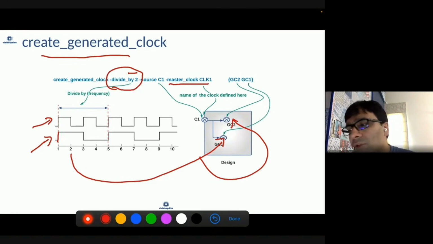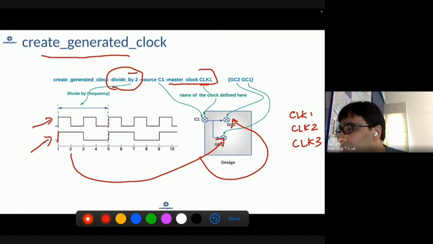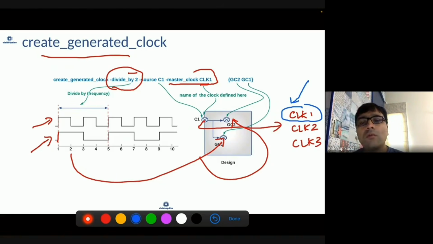You also have an option called -master_clock. What is the meaning of master clock? As we had seen, one net, which is the C1 net here, let's say has more than one clock, let's say CLK1, CLK2, CLK3. What you're telling by master clock CLK1 is that if there is more than one clock on the source net C1, CLK1, CLK2, and CLK3, the tool has to create a divided version of clock 1.